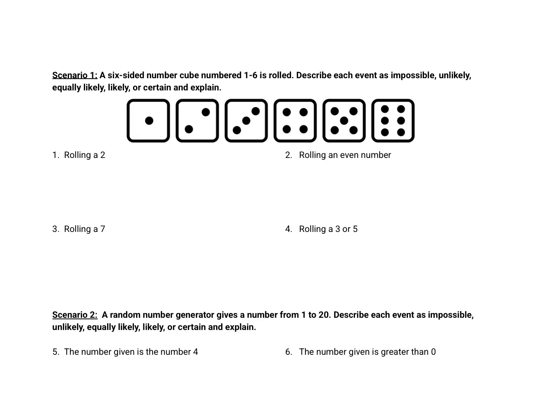All right, now let's take a look at some examples. In our first scenario here, we are rolling a 6-sided number cube, numbered 1 through 6. It says describe each event as impossible, unlikely, equally likely, likely, or certain, and explain. Looking at number 1, we're rolling a 2. If we look at all of our options here, a 2 is only one of our options out of 6 total. So I'm going to write this as a fraction, 1/6.